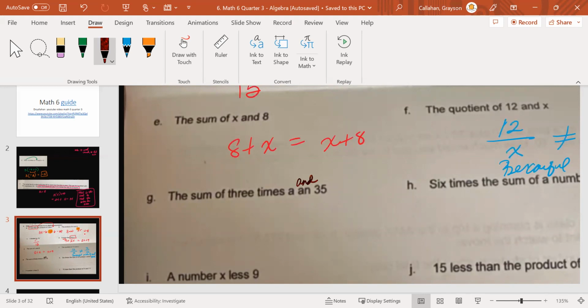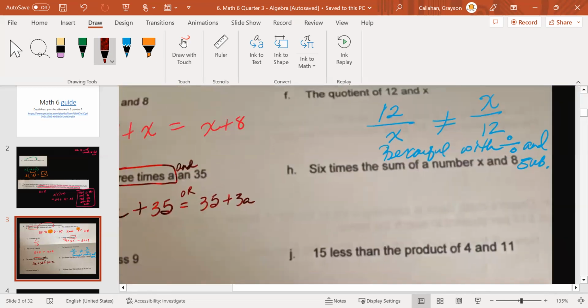Three times eight. What does it look like? 3A and then what? Times... No. The sum of 3 times A. 3 times A is right here. 3 times A is 3A. And then what? Okay, or what's another way of writing this? Okay, H.